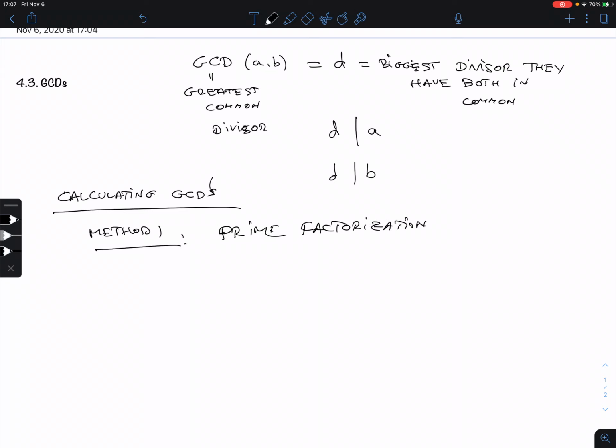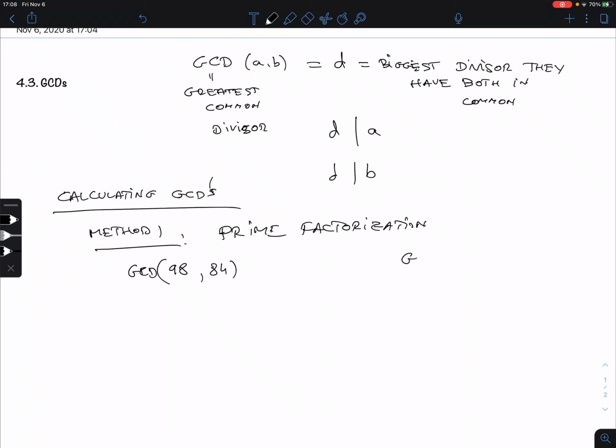So let me give you an example. I want to calculate the GCD, let's say, of 98 and, let me think a little bit, 84. Okay. So what you can do, of course, is start looking for divisors and then find the biggest one. But that's sometimes a little bit of guessing, and as the numbers get bigger, it's harder to see.